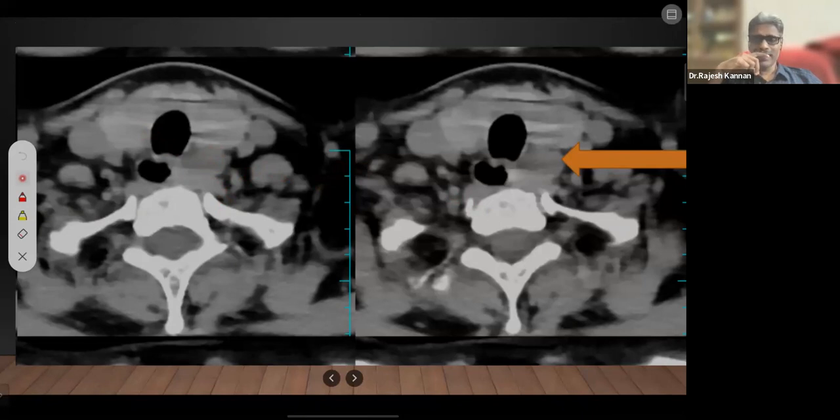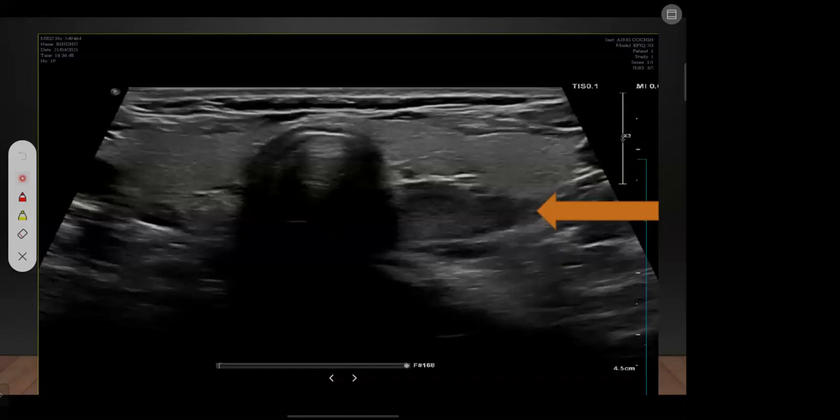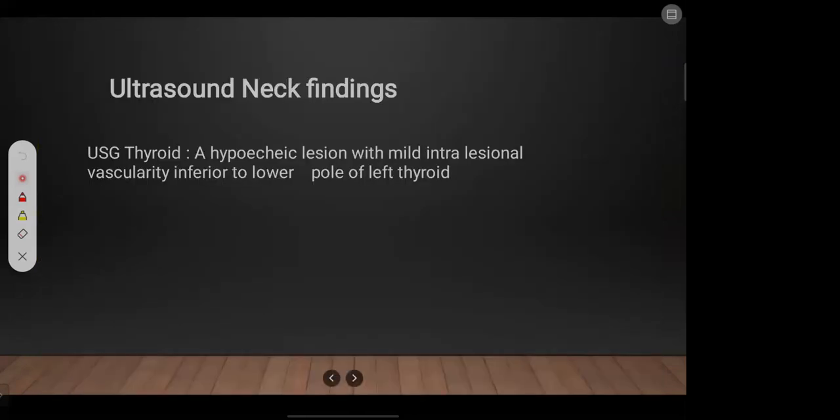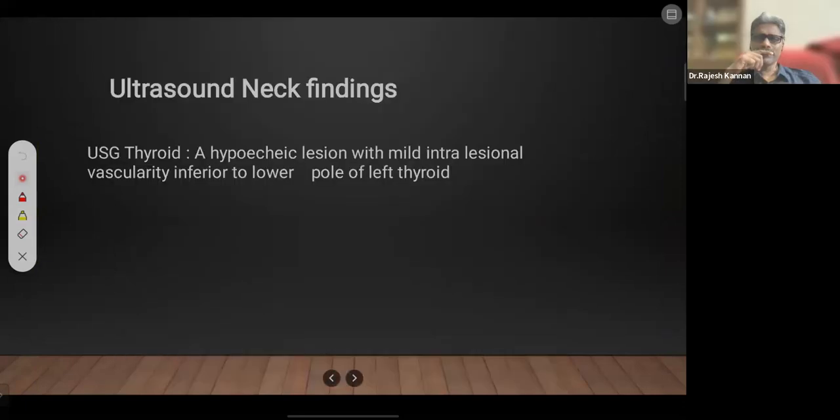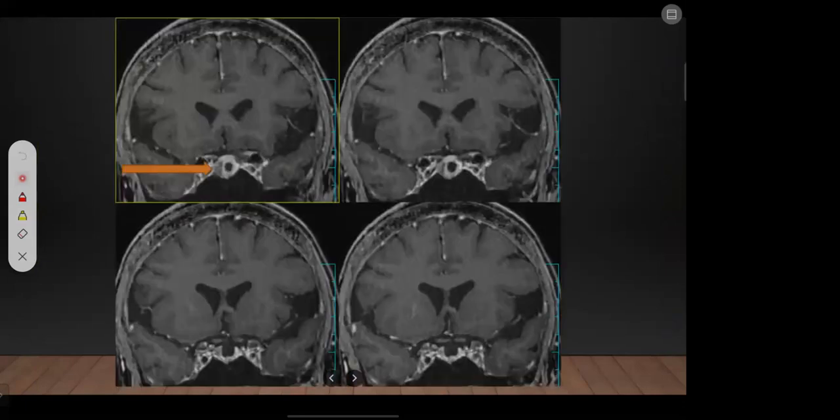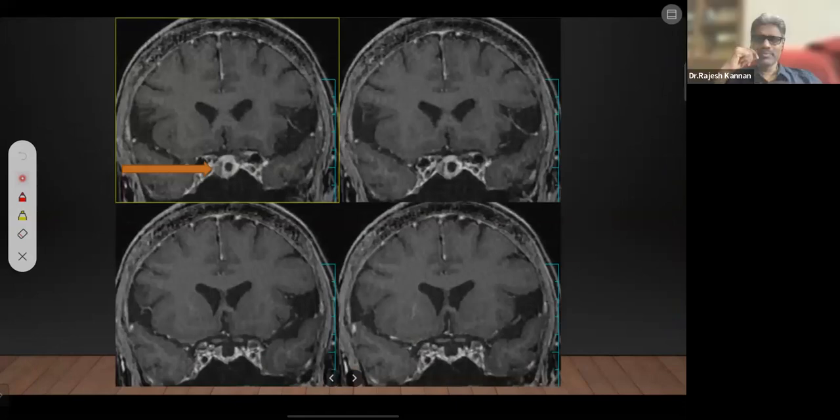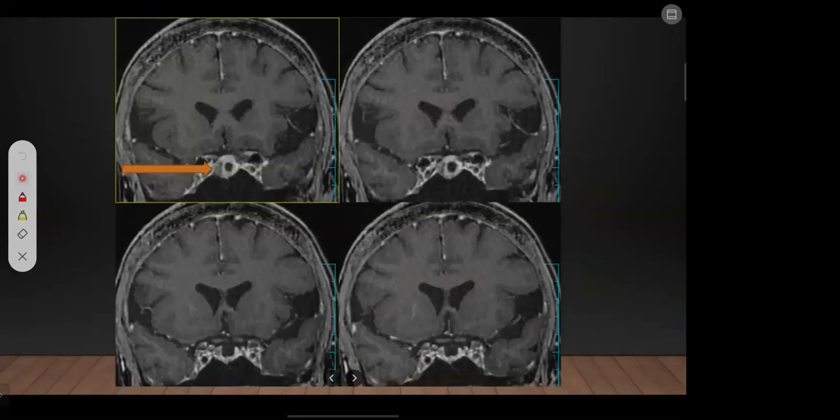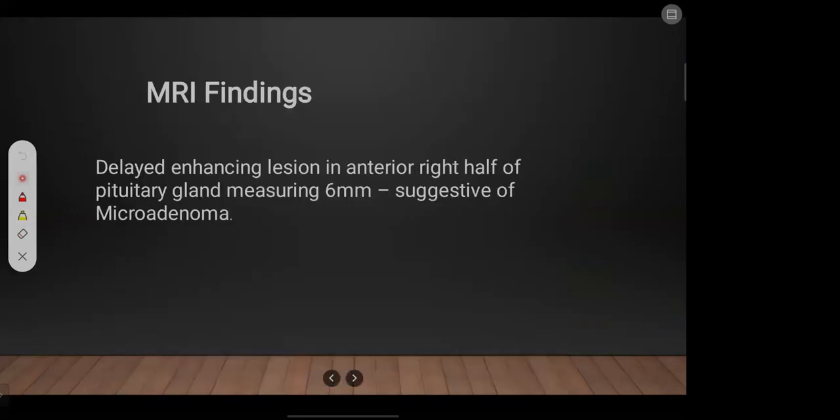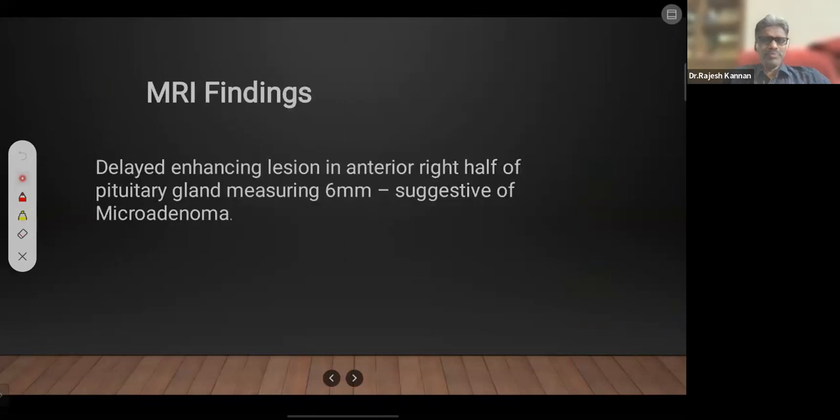Next. So the ultrasound correlation showed a hypoechoic nodule with internal vascularity and peripheral vascularity, sir. Then, sir, one MRI pituitary was done, which showed a nodule in the right half of the pituitary, which was showing hypoenhancement and was measuring 6 millimeters, sir. So it was basically suggestive of microadenoma.